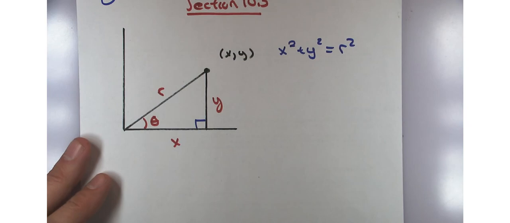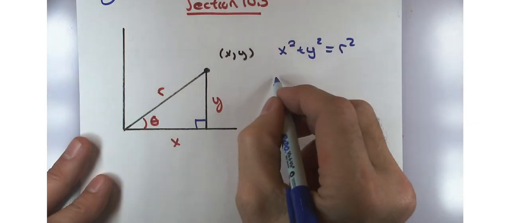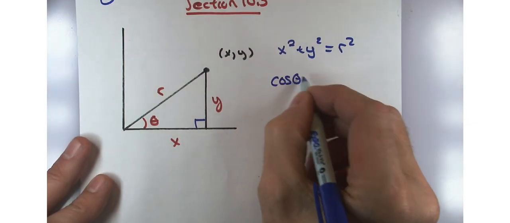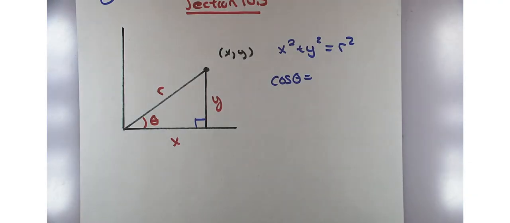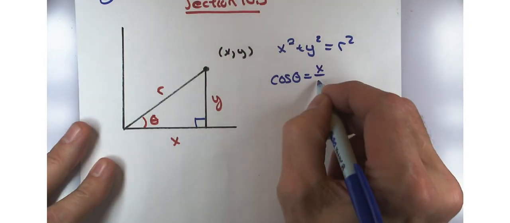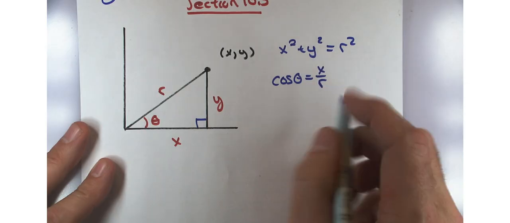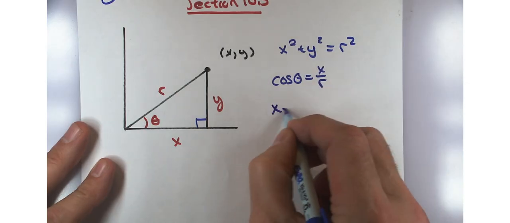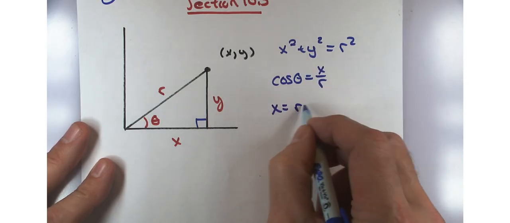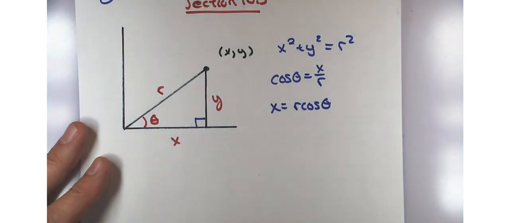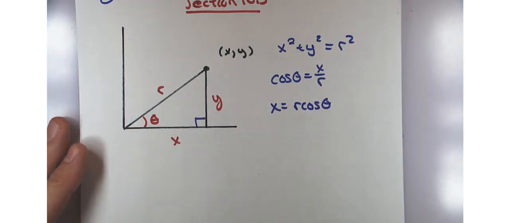Syed, you said one as well. Let's take a look at cosine of theta. What's cosine of theta going to be? There you go, x over r. Now you can rearrange that if you multiply both sides by r and get that x equals r cosine of theta. And that's a handy, nice thing to have around.